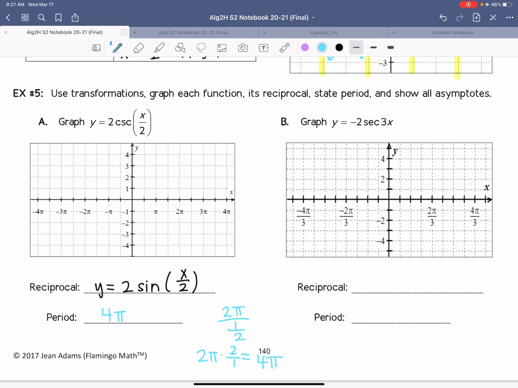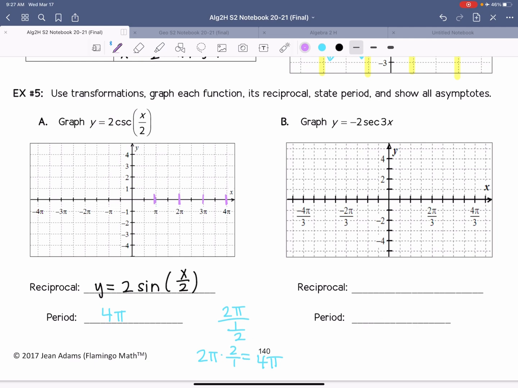Okay, so for that, I just always like to, again, kind of make those tick marks. So whole period's 4 pi. I cut that smack dab in the middle. That's 2 pi. And then I cut both of those in the middle. So middle and middle. So these are my main spots that I should be hitting for my sine graph.